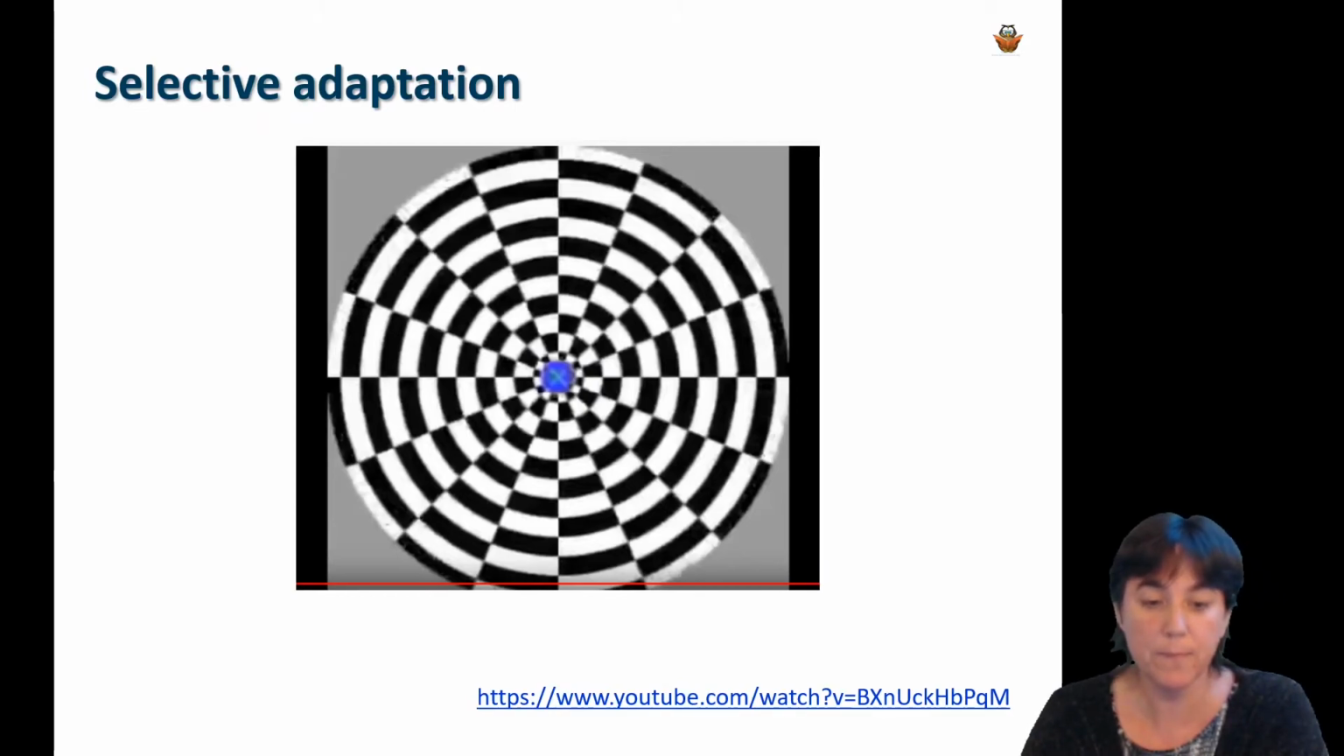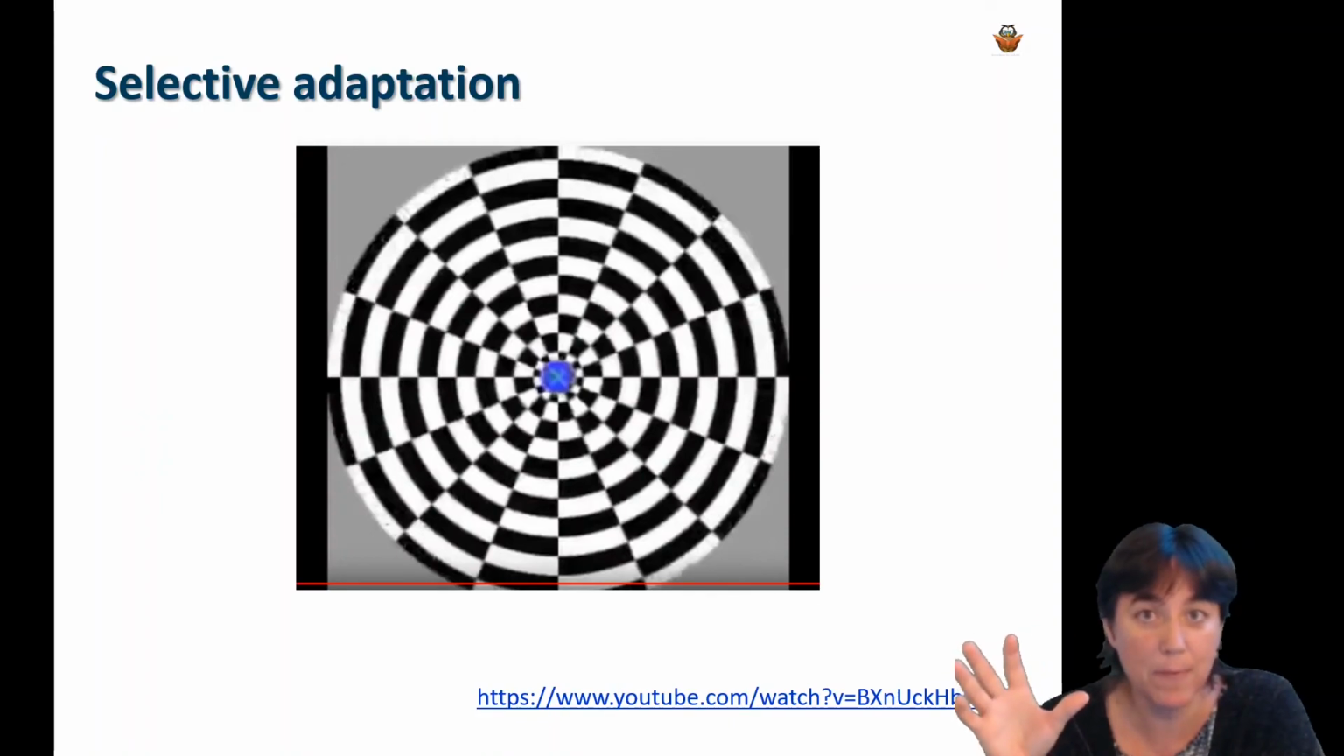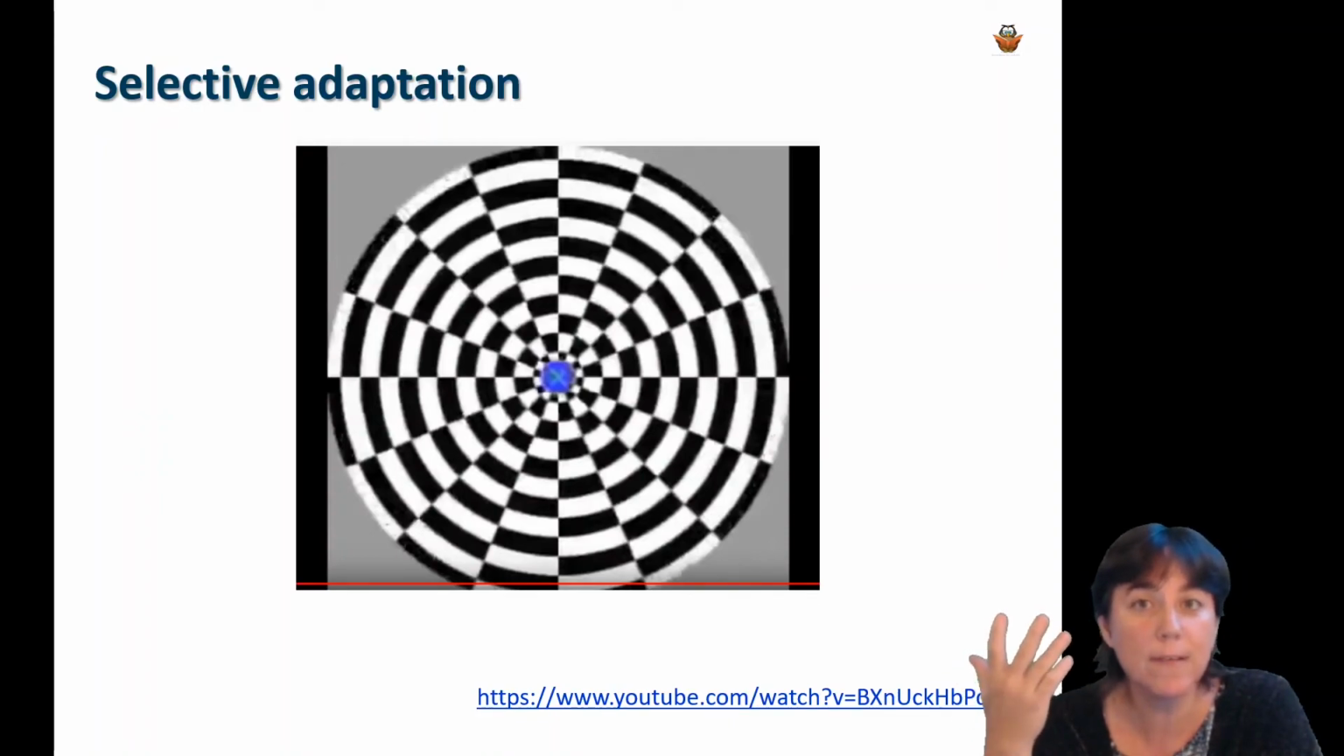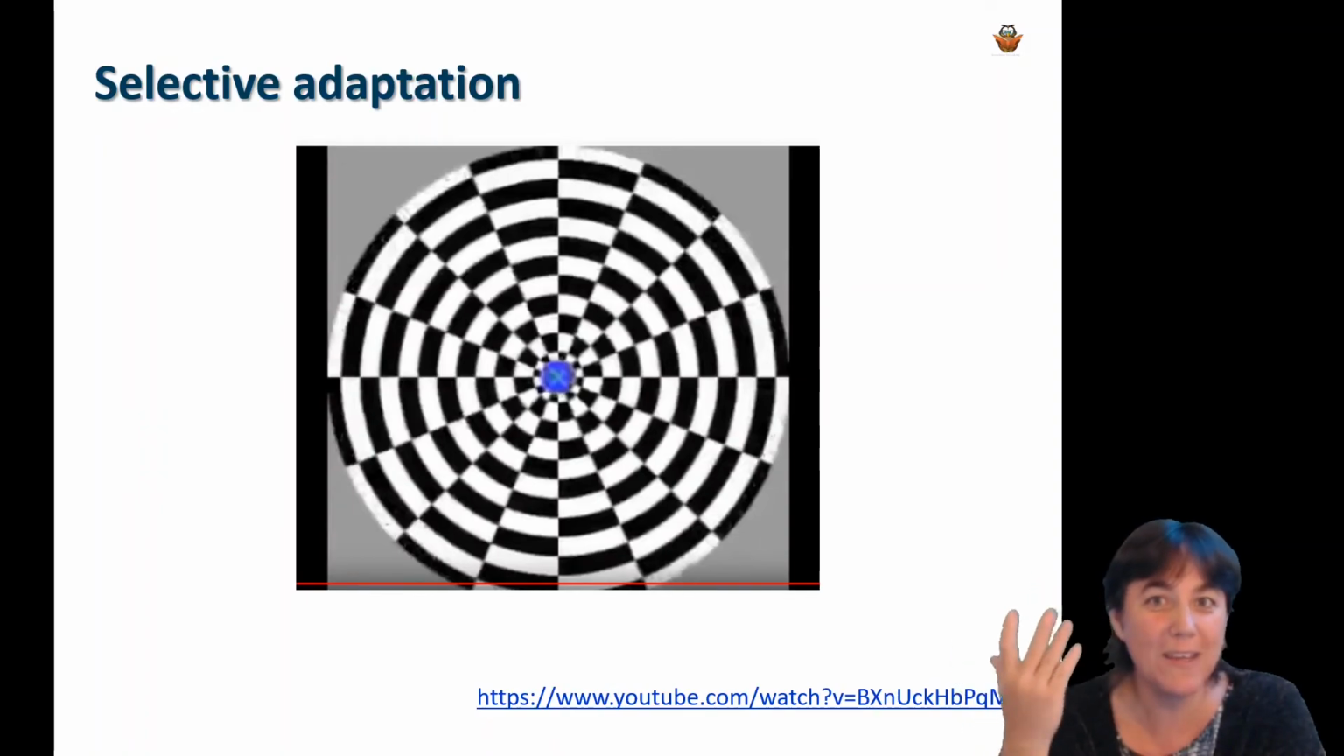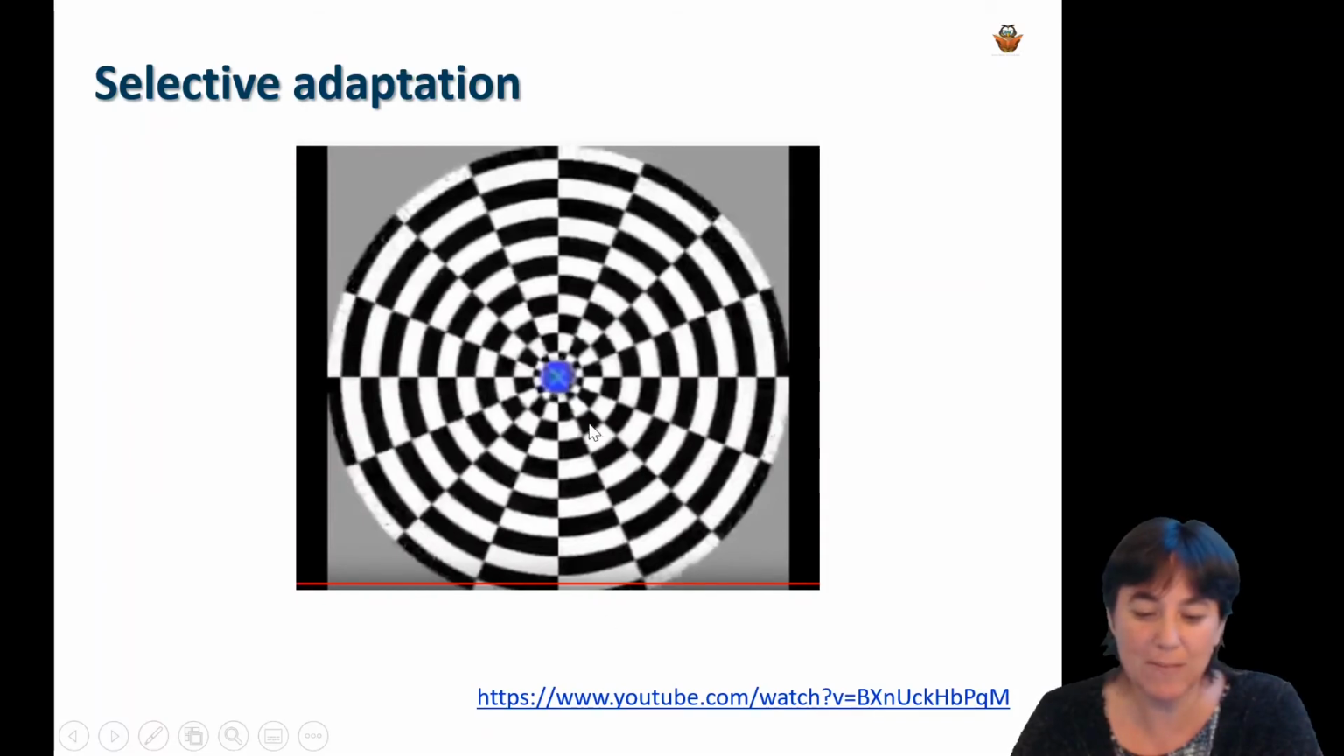We have also something that's called selective adaptation. If we see a movement for a certain time, our sensory system will adapt to this movement, and when it changes or it stops, then we have this sensation which doesn't exist anymore. Only our retinas are fooling ourselves. Let's see how this looks like.